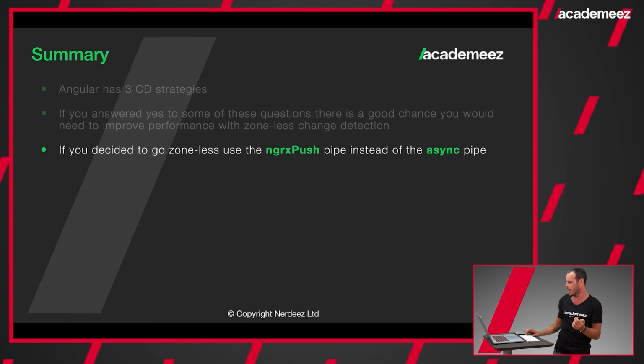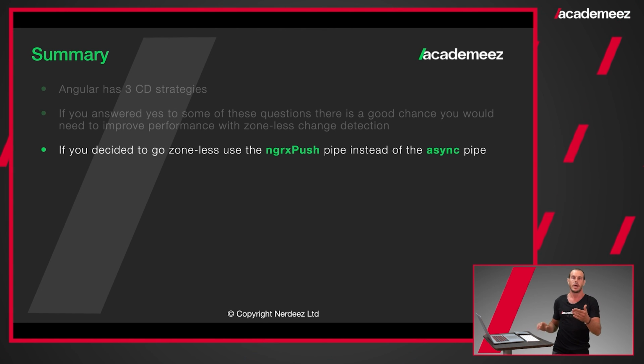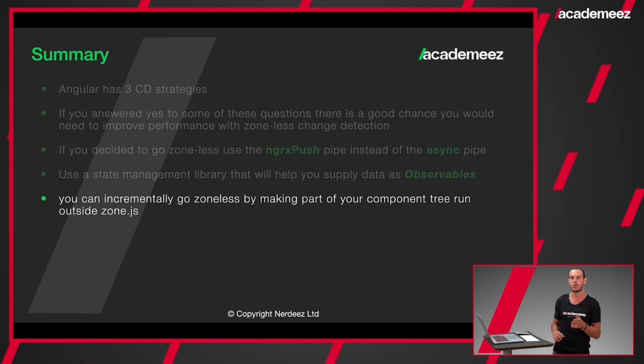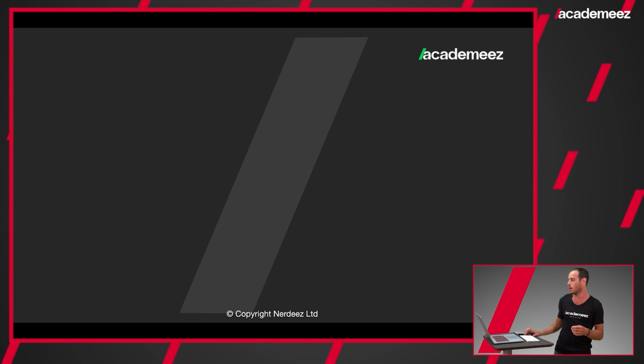Sorry, the second bullet is a mistake. If you do decide to go zoneless, remember that you need to use the ngrxPush pipe instead of the async pipe. So in zoneless, we are still transferring observables to the template. We are still managing our data using observables transferred to the template, but this time we need to use the ngrxPush pipe. I highly recommend using a state management library that transfers the data as observables, like ngrxStore. And remember that you can incrementally go zoneless. You don't have to transfer your entire app to be zoneless. You can still keep Zone.js and have part of your tree run outside Zone.js.